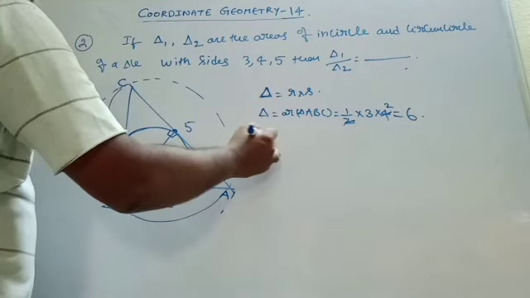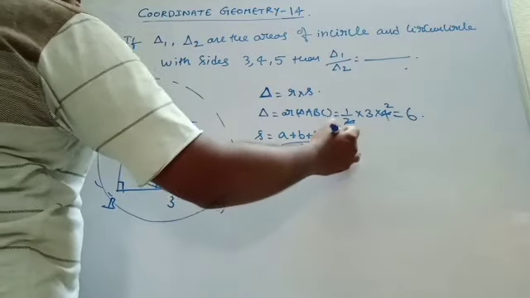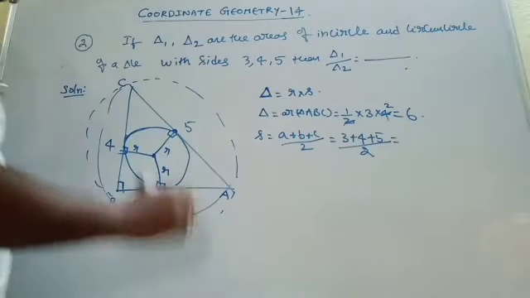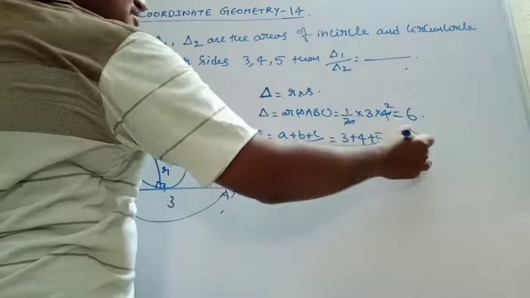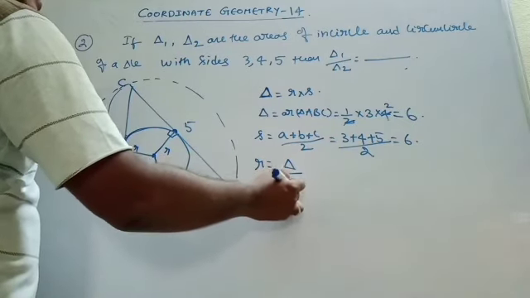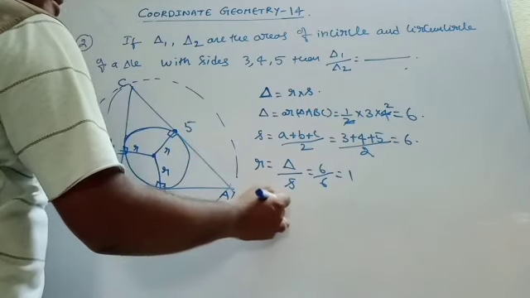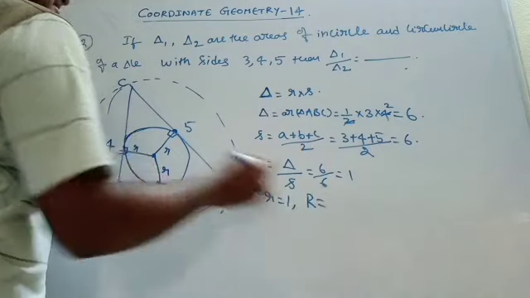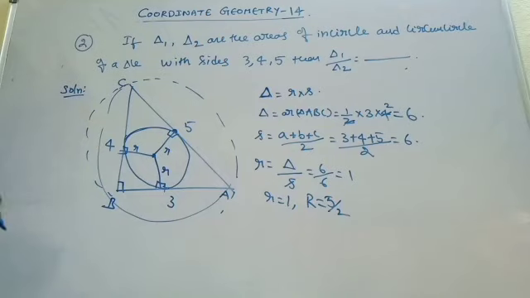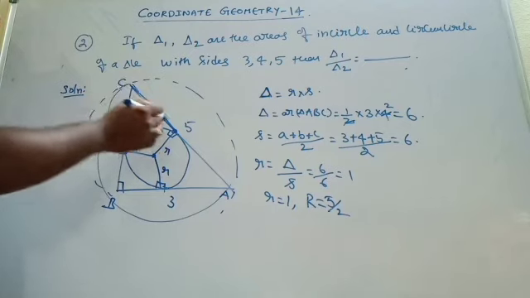And s is the semi-perimeter, that is a plus b plus c by 2. That means 3 plus 4 plus 5 by 2. Now 3 plus 4 is 7, plus 5 is 12, 12 by 2 is 6, right? Now from this, small r is equal to delta by s. Delta is 6, so 6 by 6 is 1. Therefore you have got the inradius as 1 and the circumradius as 5 by 2, because the circumcenter is the midpoint of the hypotenuse. That's why this distance is 5 by 2.